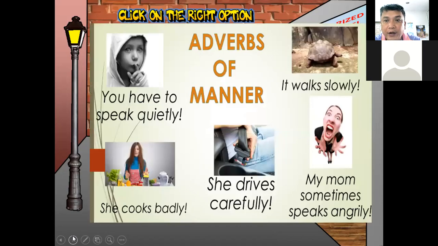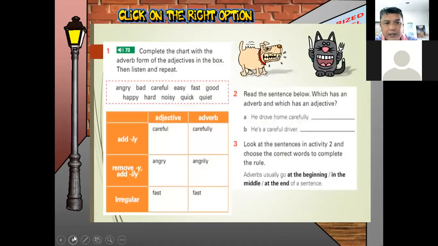Okay, the adverbs of manner. So when you say adverbs of manner, you can see the words quietly, slowly, angrily, carefully, and badly. The first picture is you have to speak quietly. She cooks badly. She drives carefully. My mom sometimes speaks angrily, or the turtle walks slowly. Okay, so those are examples of adverbs of manner. So this one is easy, you just complete the chart.